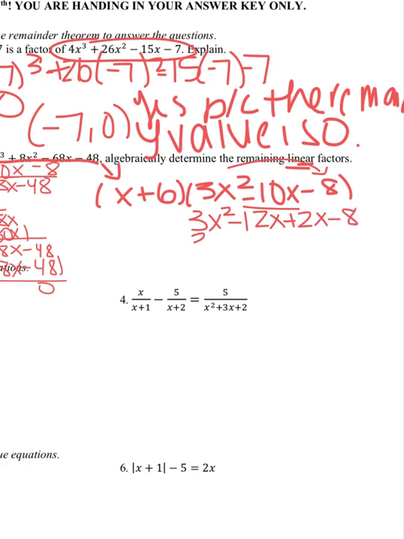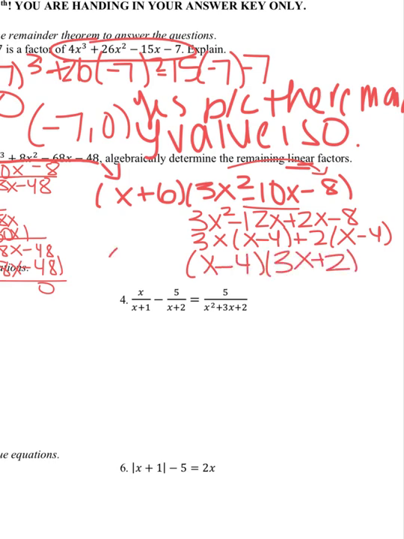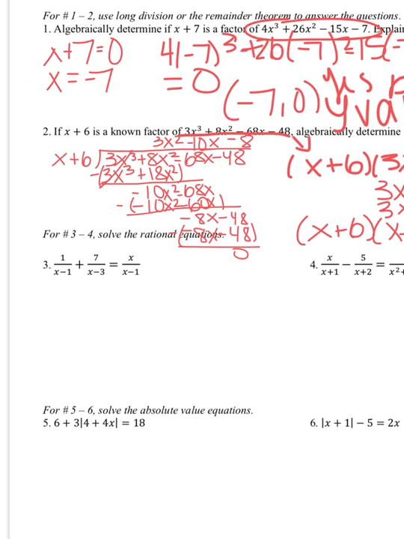Split it down the middle, take out 3x, I'm left with x minus 4. On the other side, I take out a positive 2, I'm left with x minus 4. So this is x minus 4 times 3x plus 2, and I still have that x plus 6 as well. So my three linear factors are right here. Numbers 3 and 4, these are rational equations.